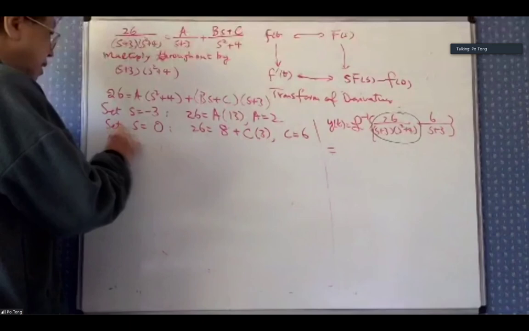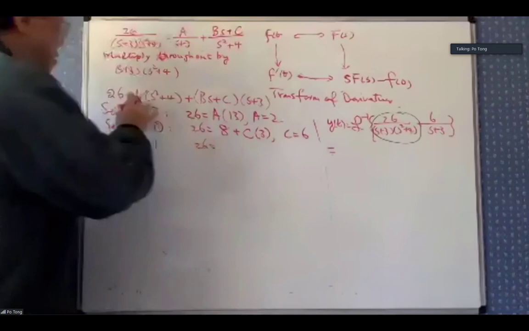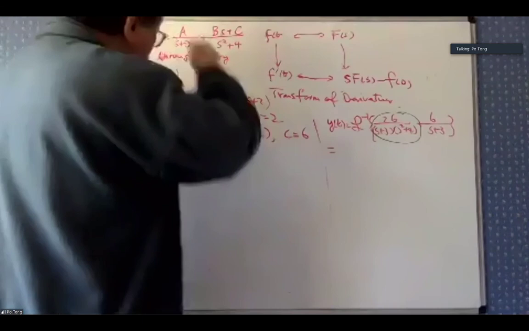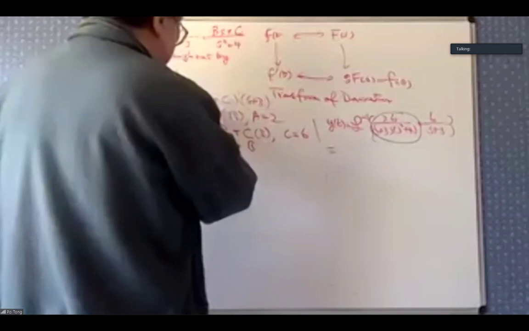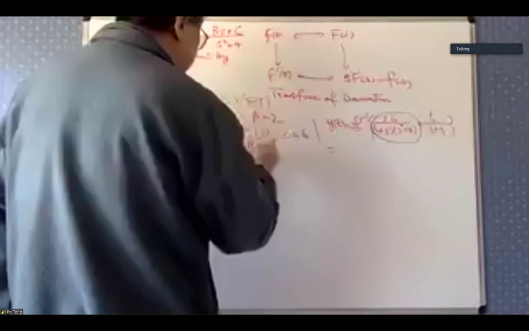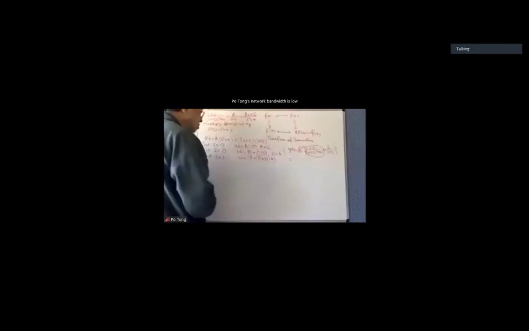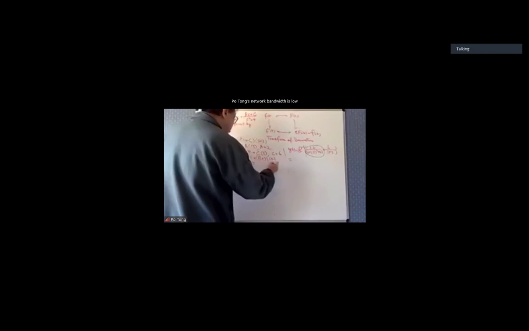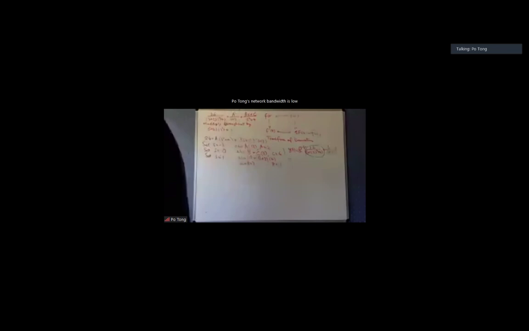And then I set s equal to 1 just for convenience. 26 equals 5 times 2 is 10, plus B plus C, times 4. So 4 equal to B plus 3, so B is equal to 1. Is it okay? Is B equal to 1? Did I do it right? I have a different answer earlier. I have B equal to negative 2, but I'm not sure.